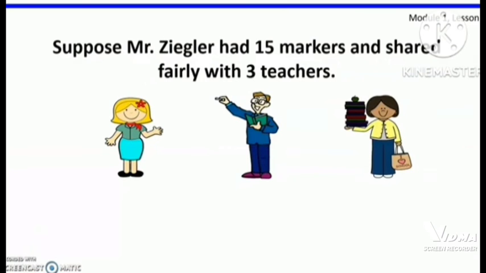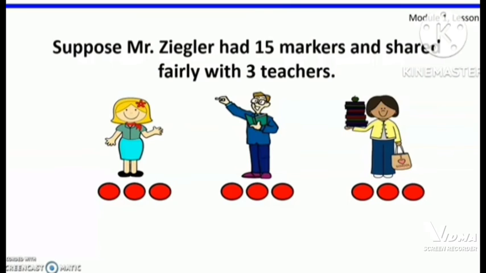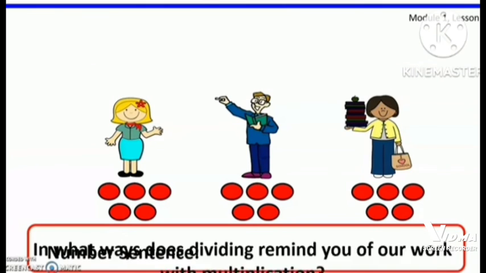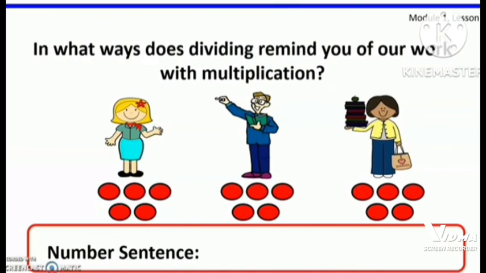Now suppose Mr. Ziegler had 15 markers and shared fairly with 3 teachers. How many will they have? Let's share it. Okay, teacher 1, teacher 2, teacher 3, they've taken 1, 1, 1. They've taken 2, 2, 2, that's 6. They take 3, 3, 3, that's 9. They take 4, 4, 4, that's 12. And now they've taken 5, 5, 5, that is 15. The number sentence will be 15 divided by 3 groups equals 5.